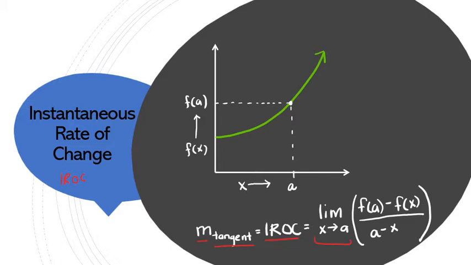Okay, so as x gets closer and closer to a, very infinitesimally close, we're finding the slope of the tangent. And we have f of a minus f of x, which is very, very close as x approaches a, divided by a minus x. So that's y2 minus y1 over x2 minus x1 in disguise. And we bring it closer and closer to that point a.